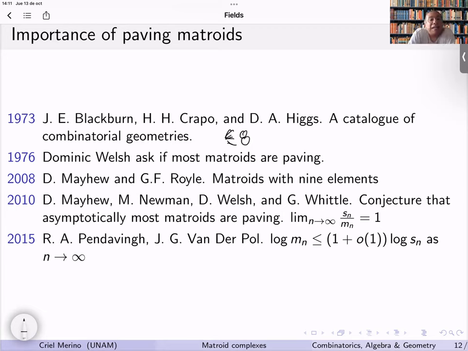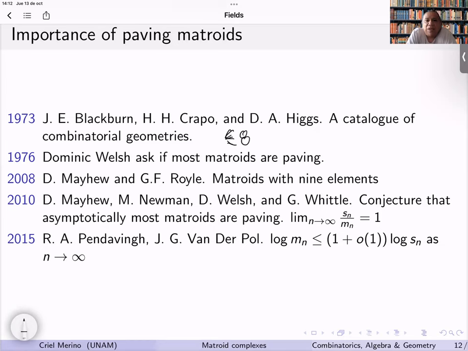And 3 years later, Dominic Welsh noticed that in this catalog, most matroids were paving. So he asked if that's true in general, if most matroids are paving. In 2008, this catalog was extended up to 9 elements by Mayhew and Royle, and they also checked that, with all these new matroids, most of them were paving. So in 2010, Mayhew, Newman, Welsh, and Whittle actually conjectured that asymptotically most matroids are paving.